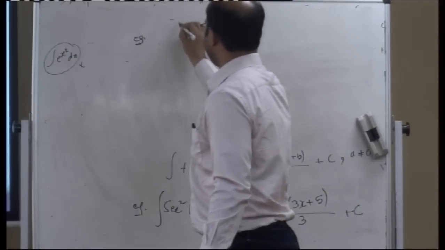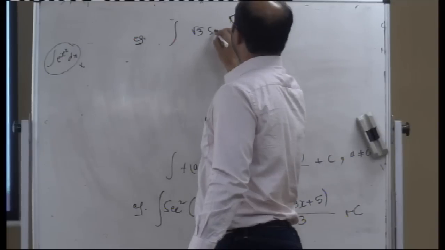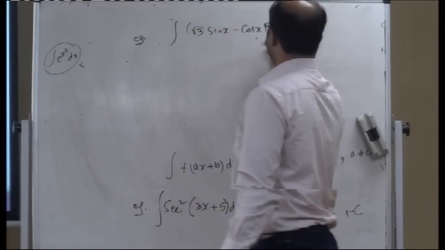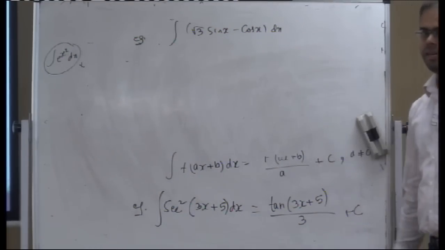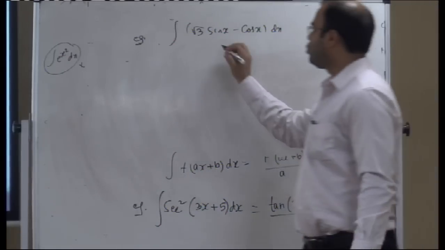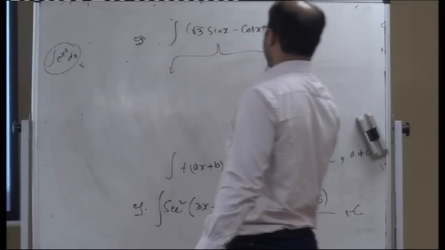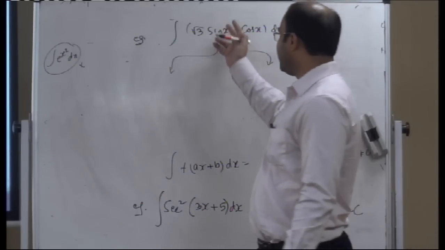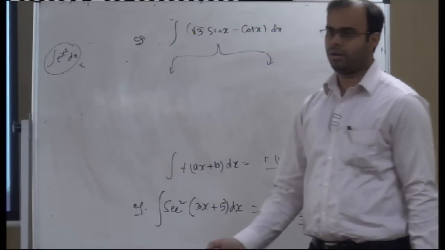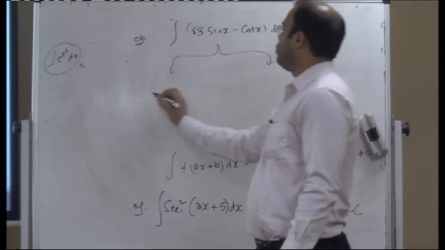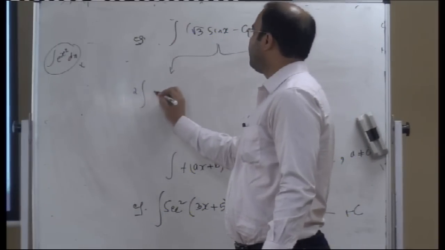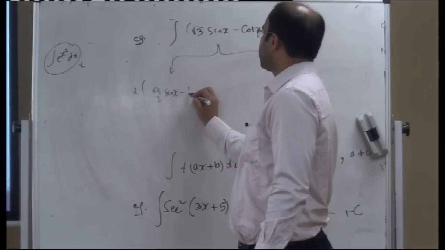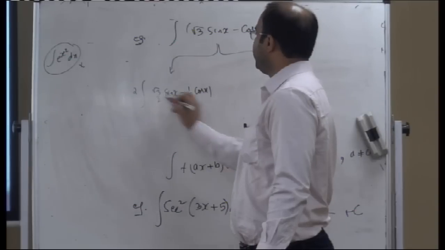Root 3 sin x minus cos x dx. You have to integrate this. Now again you can integrate it in two methods. Both the methods are very basic, but to understand the concept, you can reduce it into one term only. So you multiply by 2 and divide by 2. This would become 2 times root 3 by 2 sin x minus 1 by 2 cos x dx.